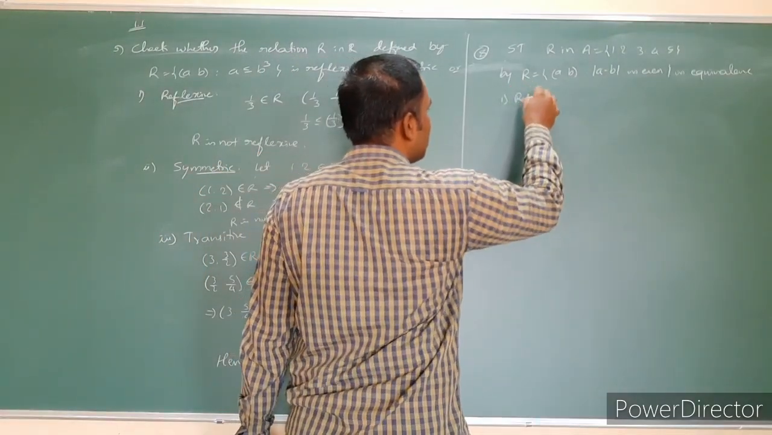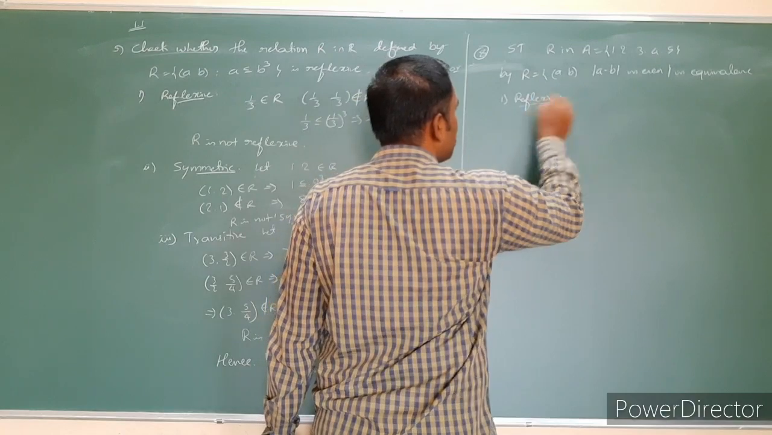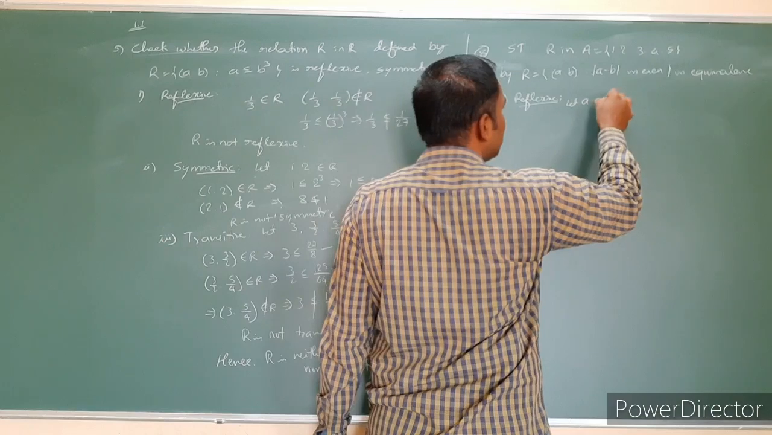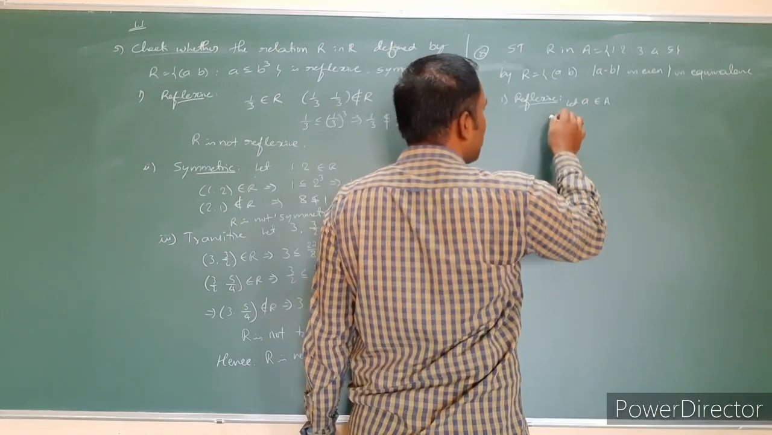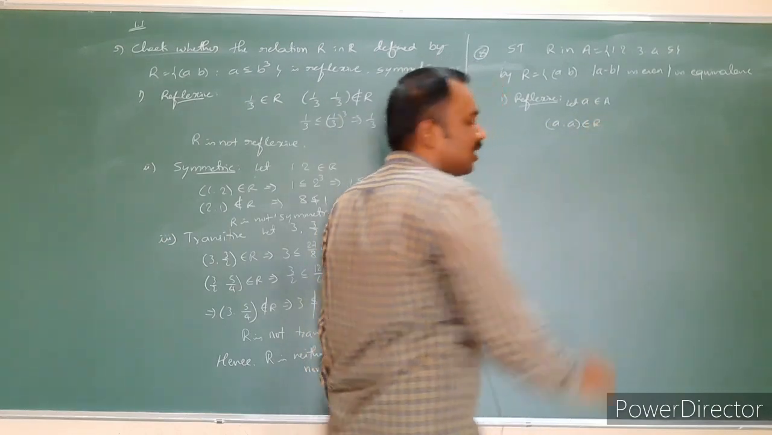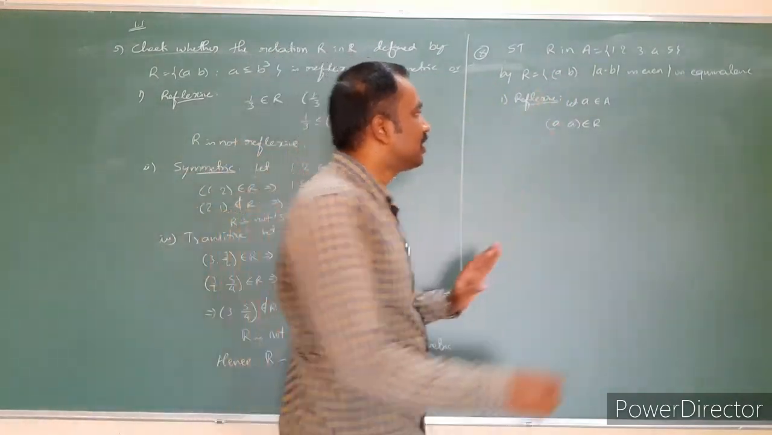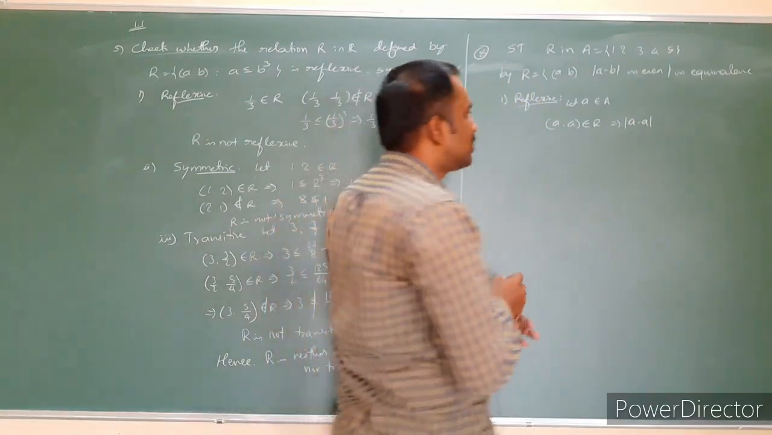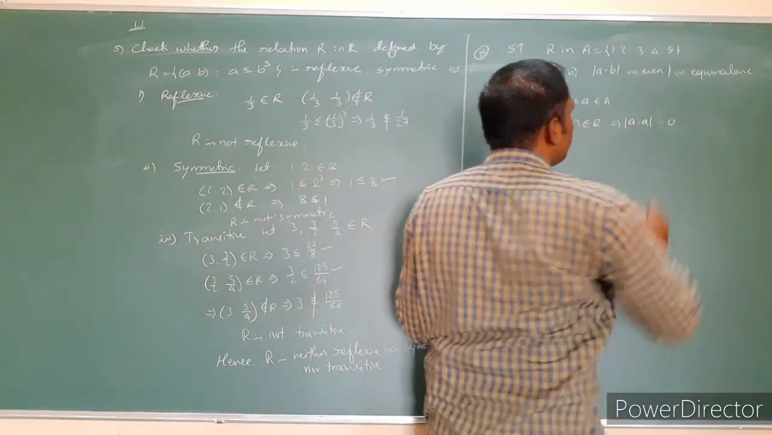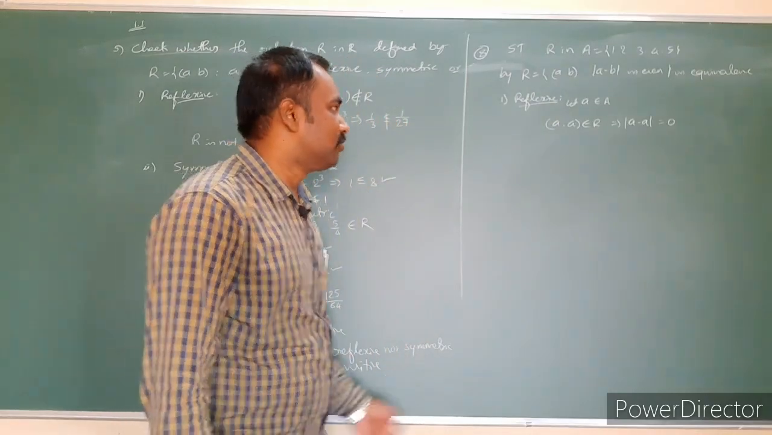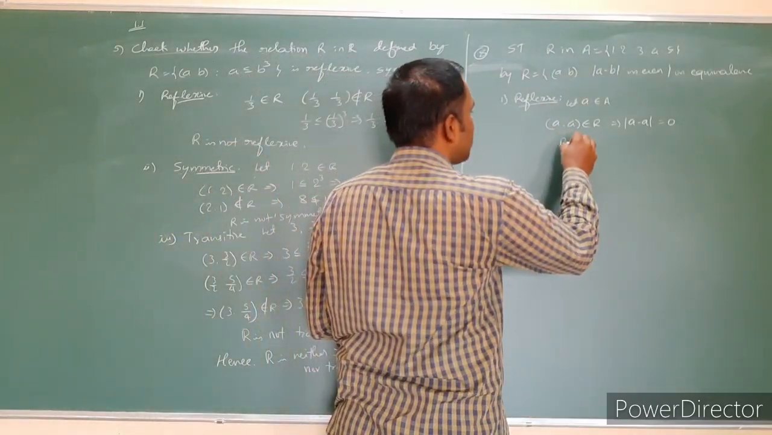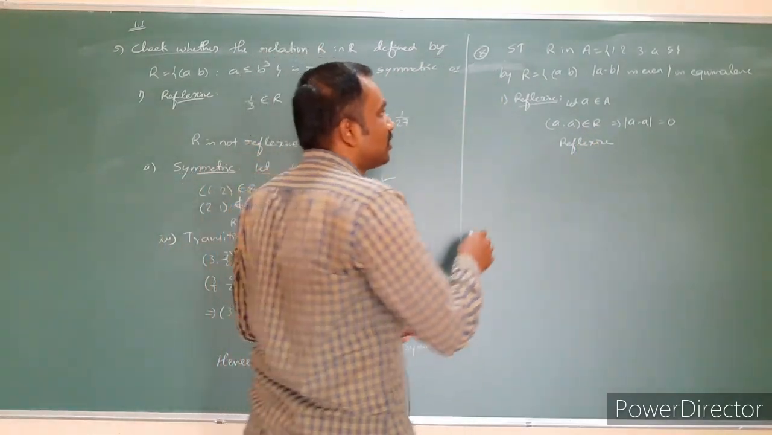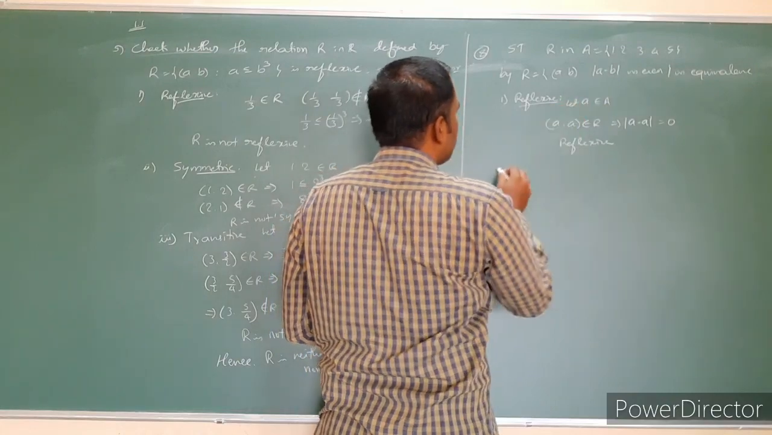In general, the first one is reflexive. Now we do the reflexive condition. Let a belong to the set A. Is (a, a) present in the relation? Here |a - a| is nothing but 0, and 0 is considered an even number. So we can say that obviously it is a reflexive relation.